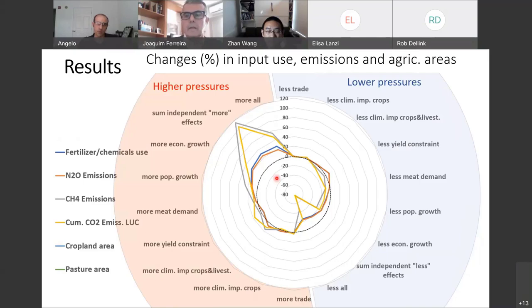Of course, we don't see the tipping points. So when we combine all the shocks together, the size of the impact is lower than just adding, outside of the model, the individual impacts, summing them up.